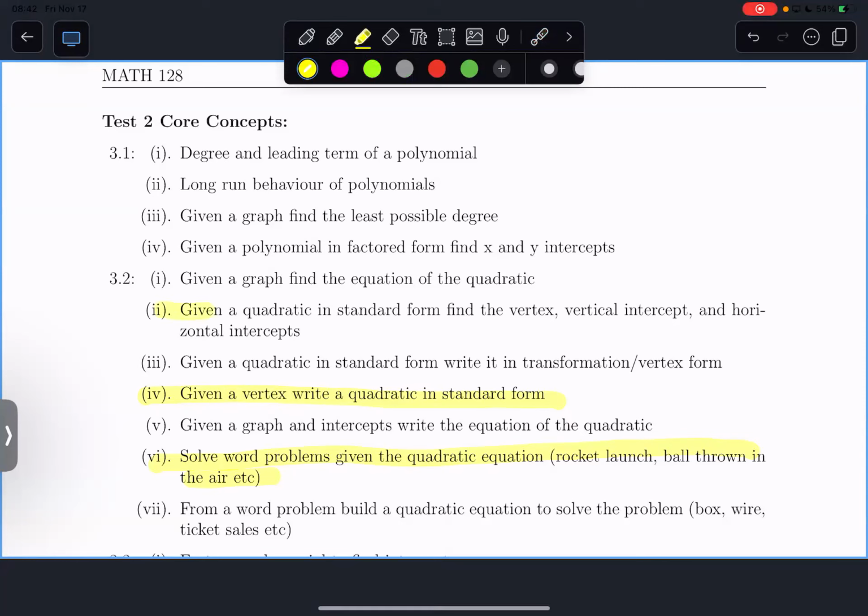How about given a quadratic in standard form? No. We can save that one for the final. It's feeling like kind of a hard test at this point.